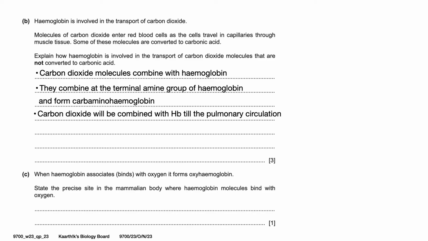C part of this question asks, when hemoglobin associates with oxygen, it forms oxyhemoglobin. State the precise site in the mammalian body where hemoglobin molecules bind with the oxygen. So where does the hemoglobin molecule bind with the oxygen? It is very simple: oxygen is going to combine with hemoglobin in the capillaries that are found around the lungs. So from the alveoli, the oxygen will get diffused to the capillaries. There oxygen will be combining with the hemoglobin molecules.